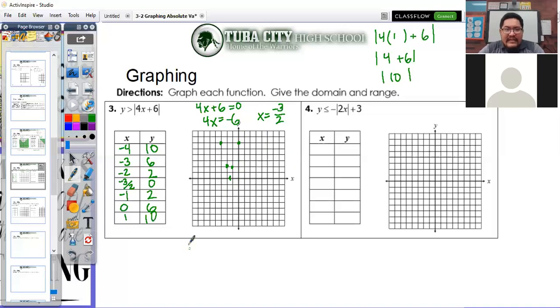So I have this very narrow line and it's really stretched. So that's the term we would call it. We'd call it a vertical stretch.